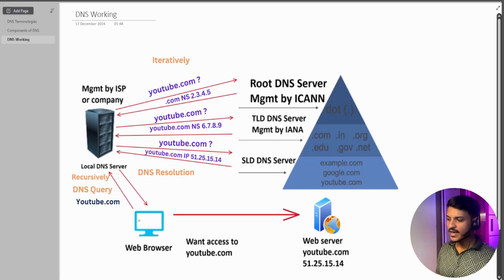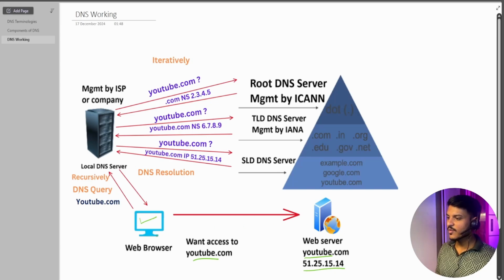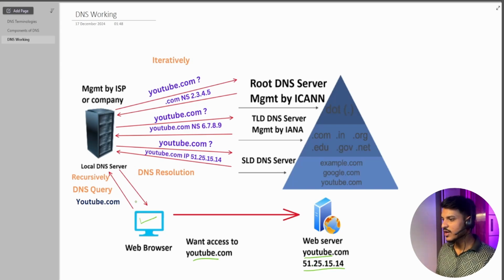Now, if we take a real life example, a web browser wants to access youtube.com, which is hosted on a web server with the IP 51.25.15.14. But initially this browser doesn't know that youtube.com is hosted on this web server with this IP. So what it will do is make a request to its local DNS server, which can be managed by its ISP, its company, or its organization. So the browser is basically doing a DNS query to its local DNS server.